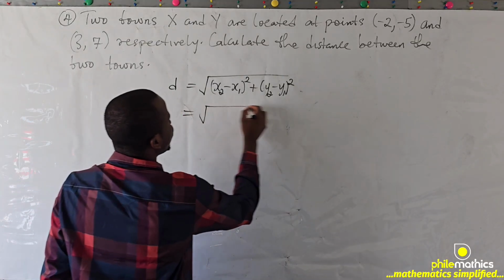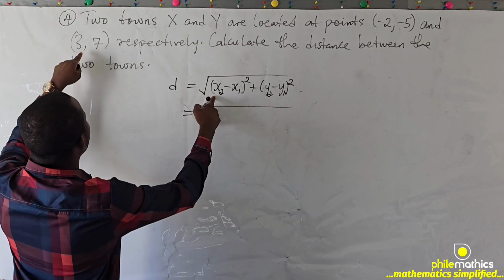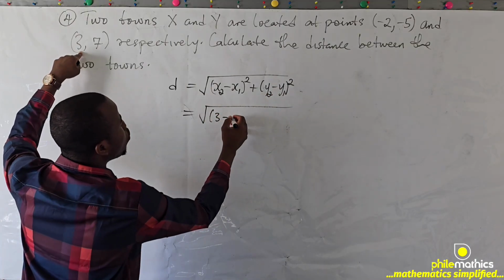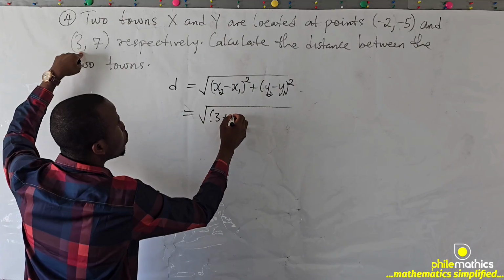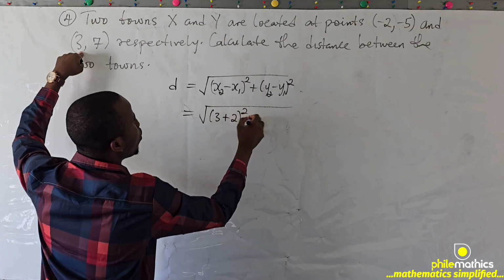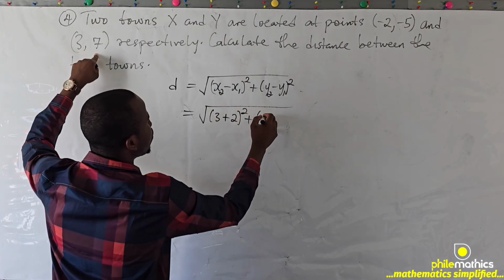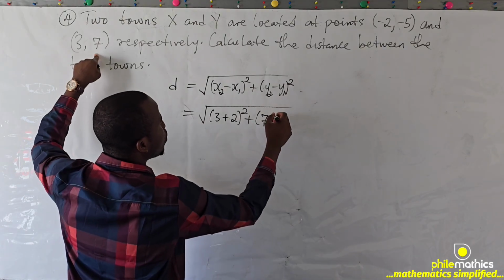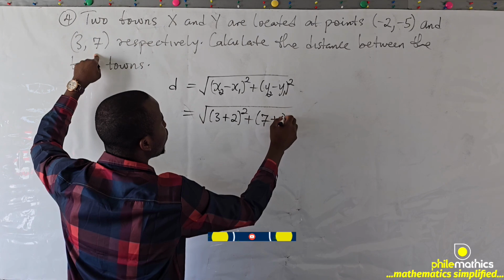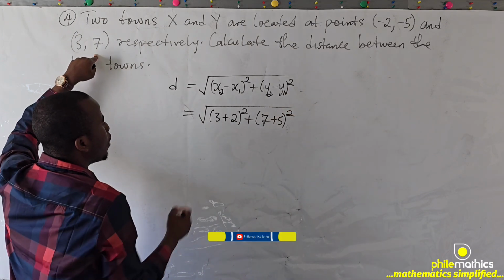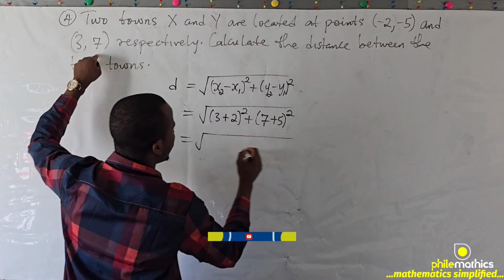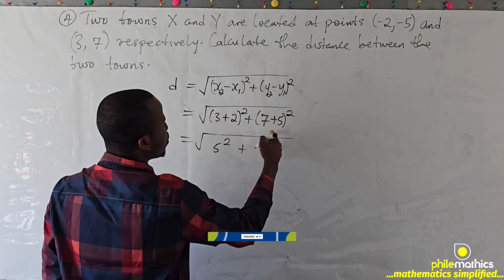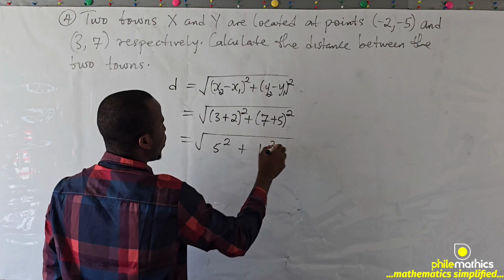So upon substitution, x2 is 3 minus x1 is -2, and minus is plus 2, square, plus y2 is 7, minus y1 is -5, minus is plus 5, all square. And so 3 plus 2 is 5 square, 7 plus 5 is 12 square.